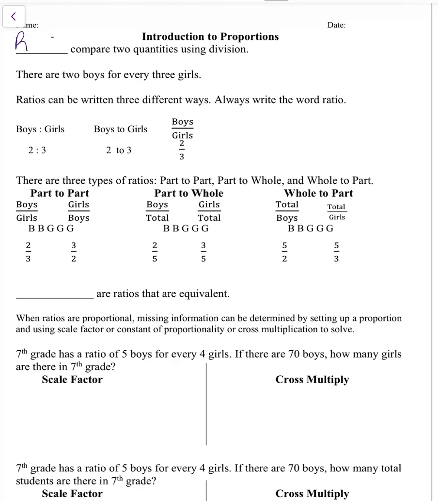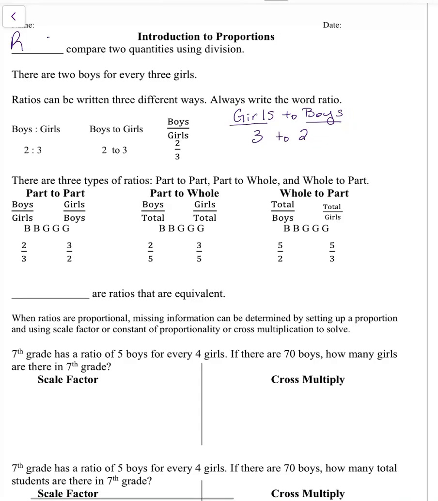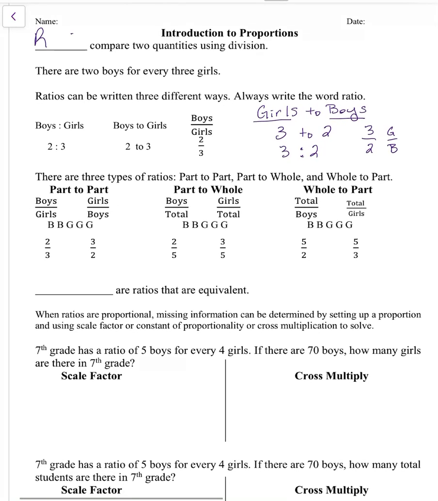Now, if someone had asked you what is the ratio of girls to boys, your numbers have to match the order that they ask you to put it in. So if it says girls to boys, then you need to put 3 to 2 because there's 3 girls and 2 boys. Okay? And you can write it any way. You can write it with the colon or you can write it as the fraction. Right? This would be girls to boys.